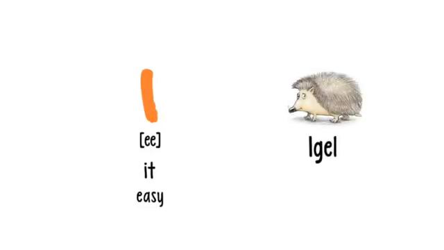The next letter is I. I, which is pronounced in the short form like it. It. In the longer version, it's pronounced like the E in the word easy. Easy. The German word with the letter I is Igel. Igel, which means hedgehog.